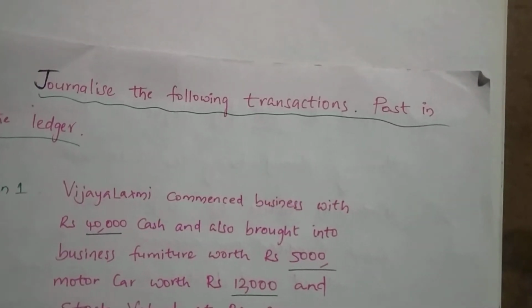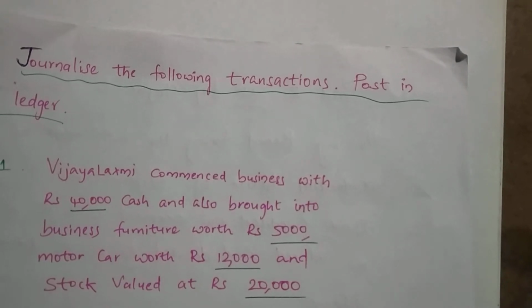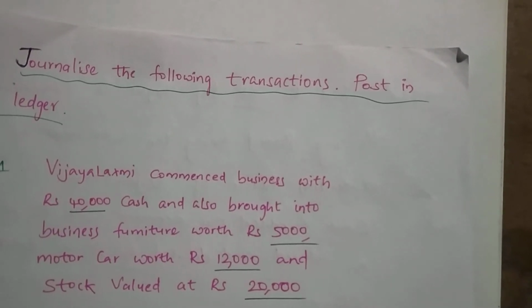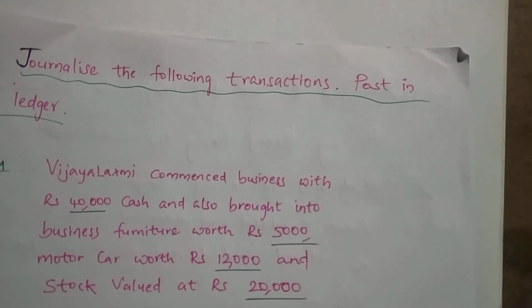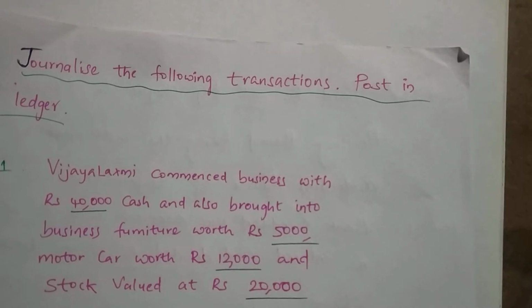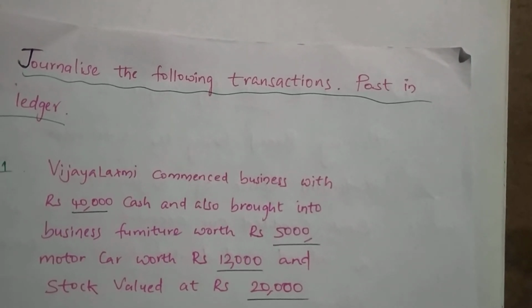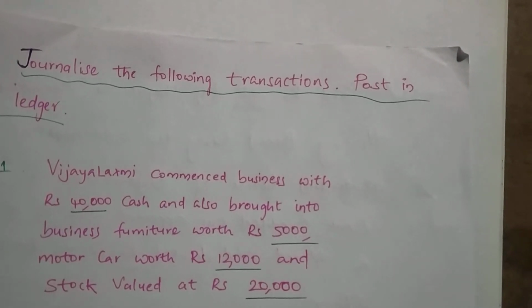Now we are proceeding with a problem related to the ledger. Let us start the problem. Journalize the following transactions and post them in the ledger. First of all, we have to journalize the following transactions. So we have to pass the journal entries for the following transactions and then post them in the ledger. I hope you are understanding.